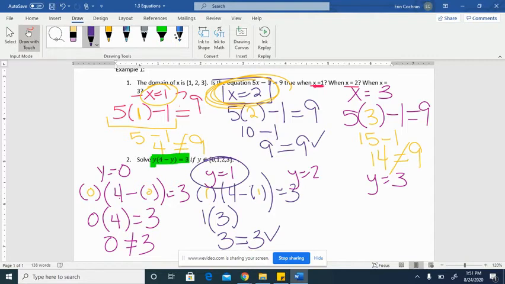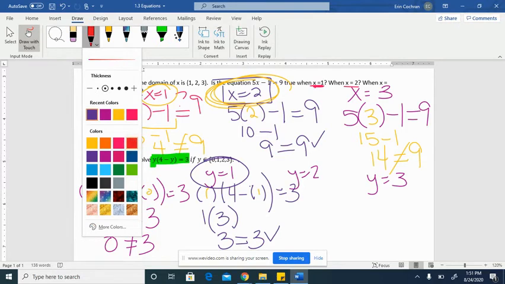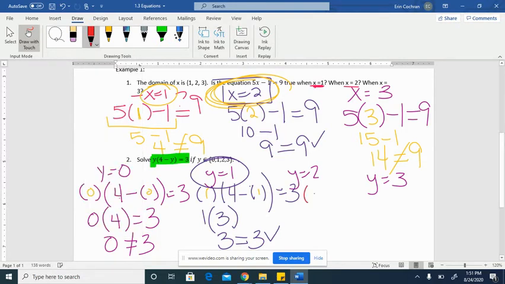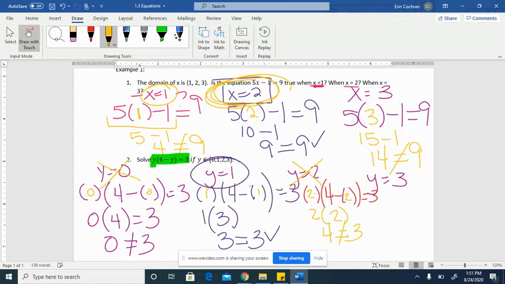Okay. Let's look at 2. So y is 2 times the quantity 4 minus y. Does that equal 3? Let's plug in our 2. Parenthesis first. 4 minus 2 is 2. 2 times 2 is 4. Does 4 equal 3? No, it doesn't. So 2 is not a solution.